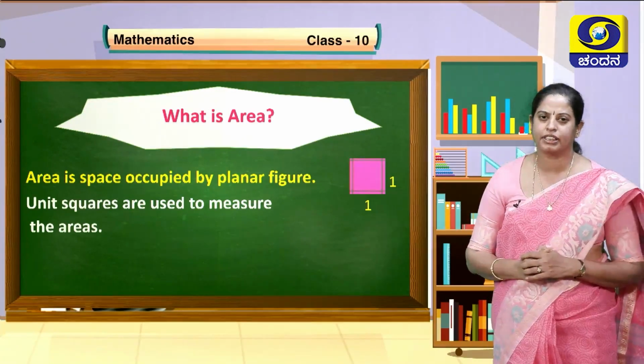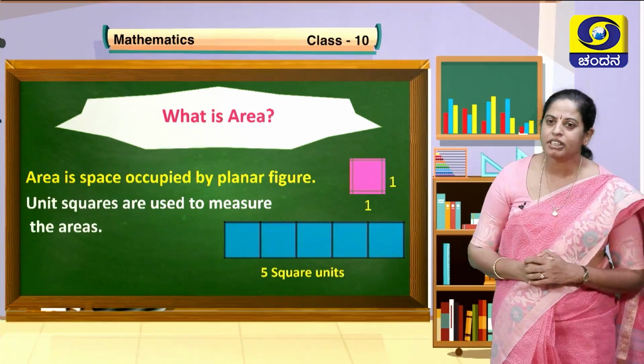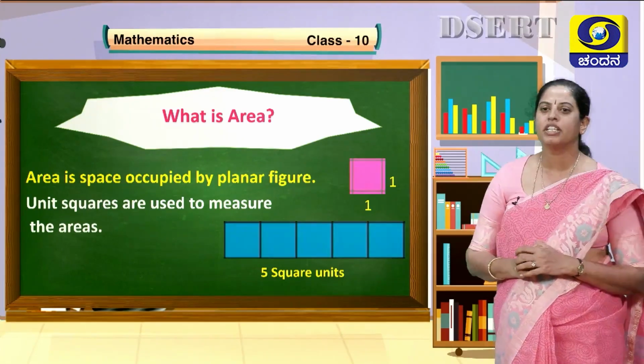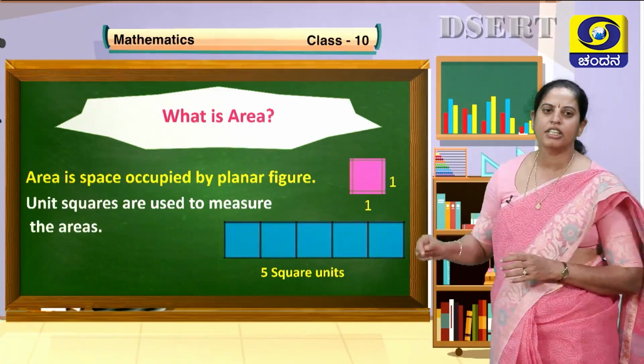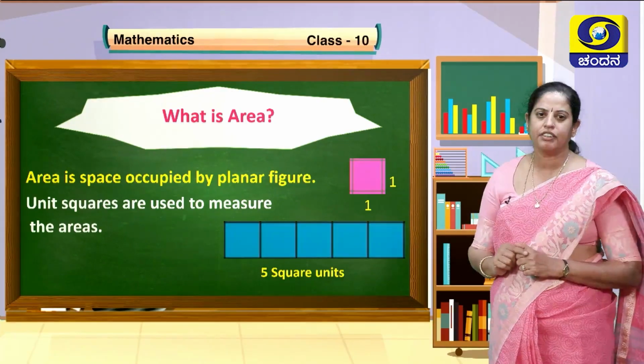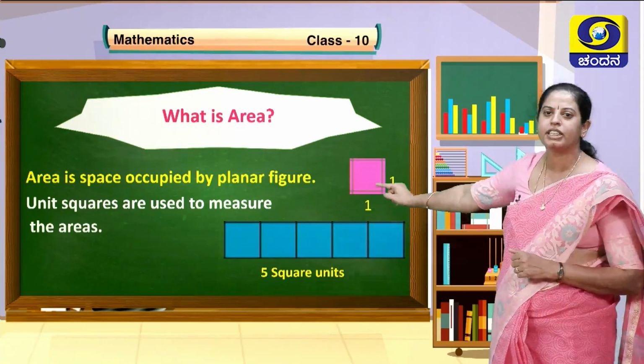You know children, we usually mention areas in centimeter square or in meter square or in square units. Why do we use square units? Because in order to measure the areas of planar figures, we take the help of squares, that is unit squares.